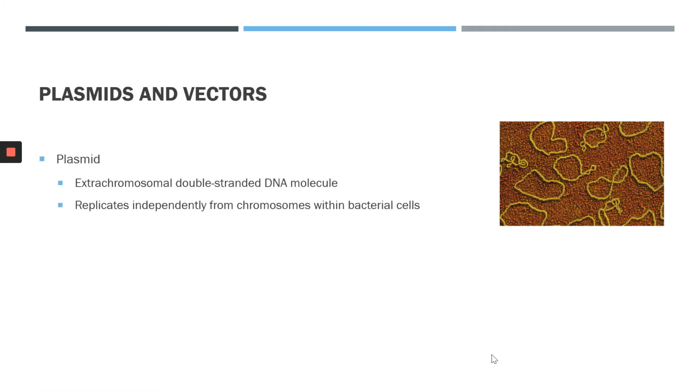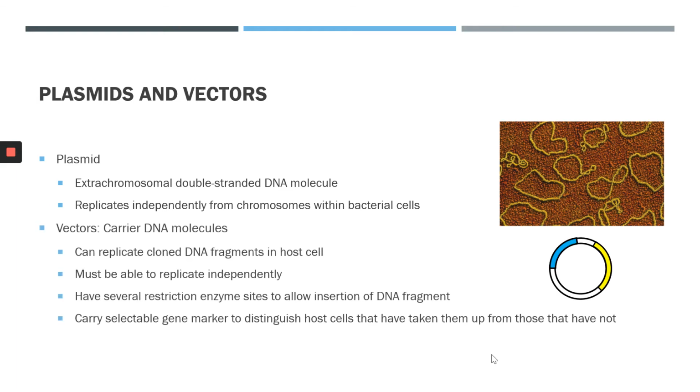Now let's discuss a little about plasmids and vectors. A plasmid is an extrachromosomal double-stranded DNA molecule which is usually circular. A plasmid has the property of replicating independently from the host chromosome within a bacterial cell. A vector is a form of a plasmid that is used as a carrier DNA molecule. The vector has the property of replicating a cloned DNA fragment in the host cell.